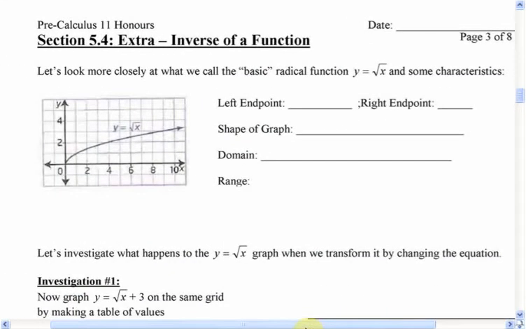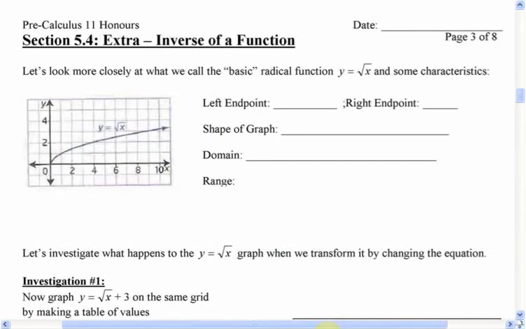Here we go. Let's look closely at what I call the basic radical function. So like my examples of chips, this is regular chips, okay? No flavors, regular chips. Boring regular chips. Regular's the best. Anyways, look at the graph. Here's y equals root x. Can you tell me where the left endpoint of the graph is? What's the leftmost point of this graph? 0, 0. Good. Write it down, please. The leftmost point is 0, 0.